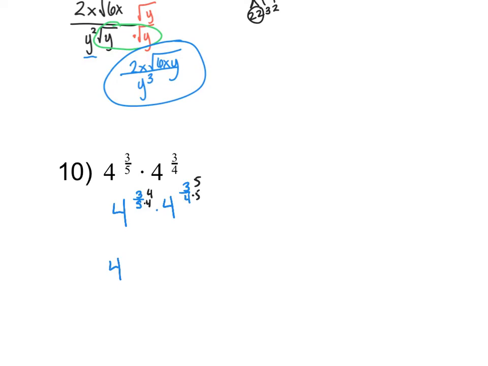So now we're at 4 to the 12 over 20 times 4 to the 15 over 20. So when I add those, I'm at 4 to the 27 over 20.